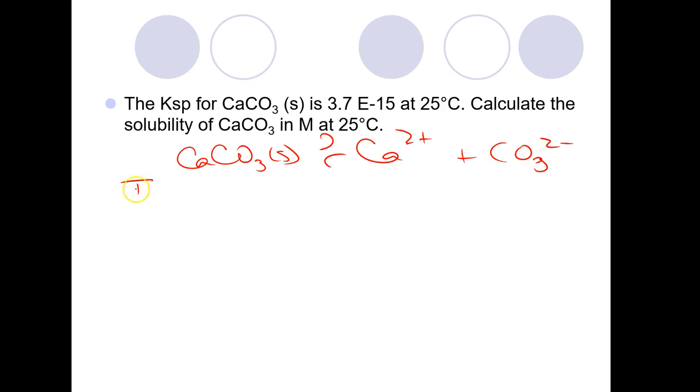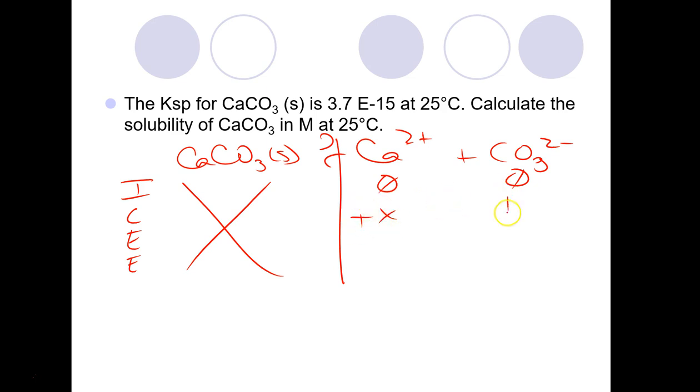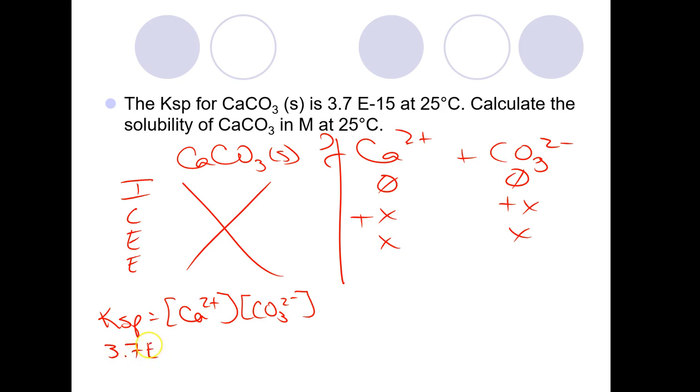Okay? Put in your ice table. Actually, I'm putting an ICE table. It says calculate the solubility. Solids we don't care about. This one starts at 0, this one starts at 0, gains X, everything has coefficients of 1, so you get X and X. Ksp is Ca2+ times carbonate. You get 3.7e-15 equals X squared.